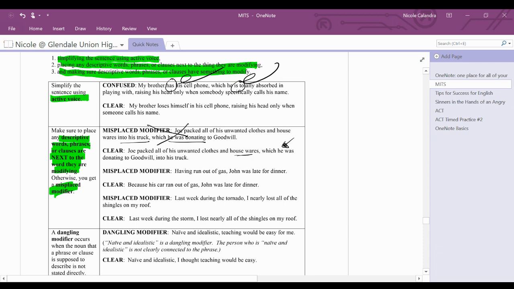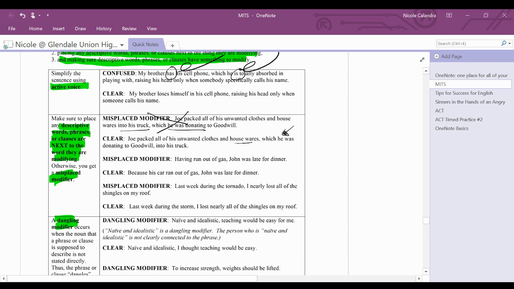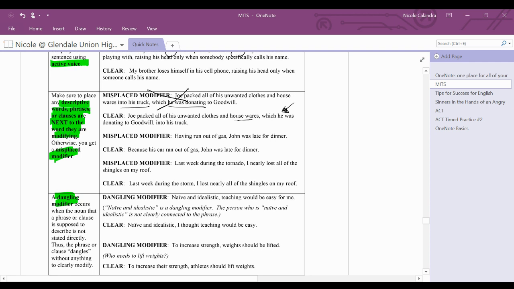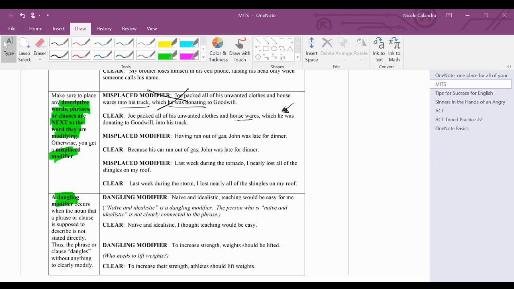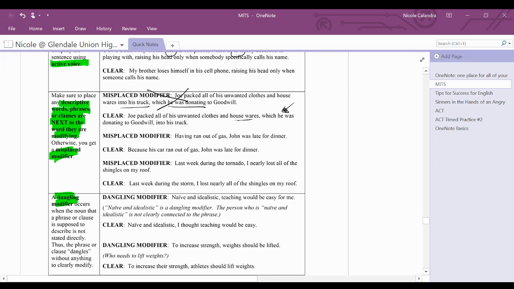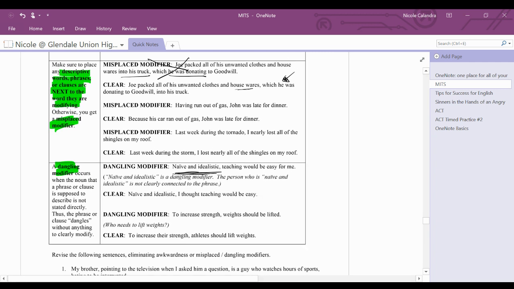A dangling modifier, and you might have heard this term before, is when you don't have anything that it's modifying. So it's just there, not modifying anything. So let's take a look at some of these. Naive and idealistic, teaching would be easy for me. So naive and idealistic is considered your dangling modifier. We're talking about a person being naive and idealistic, but that's not really connected to the sentence because it just starts talking about teaching.